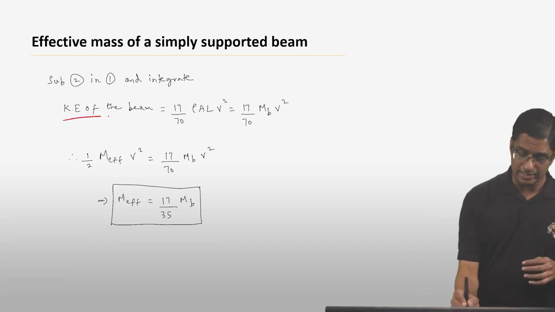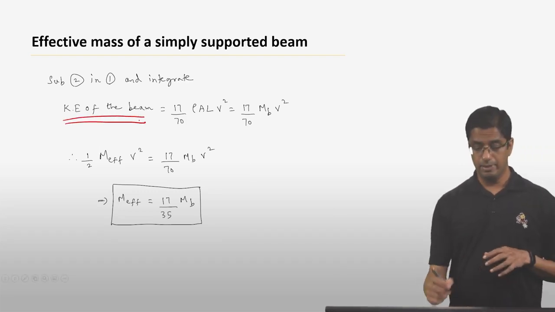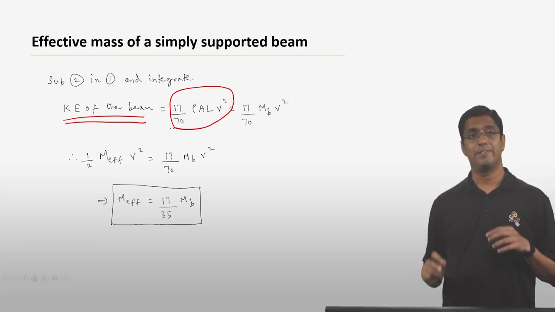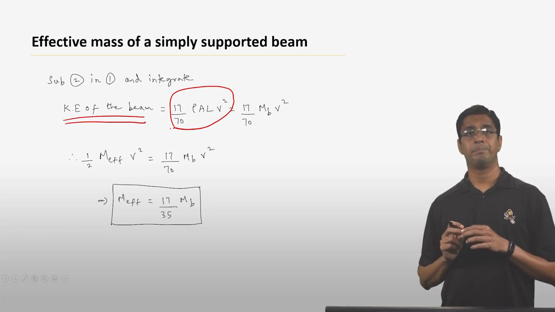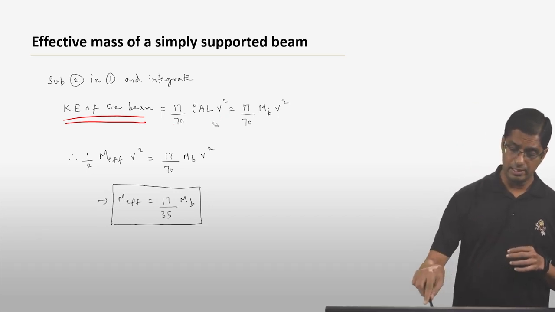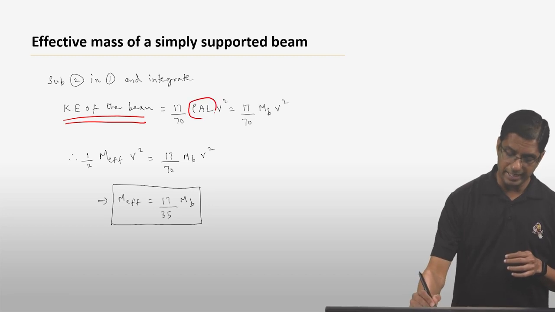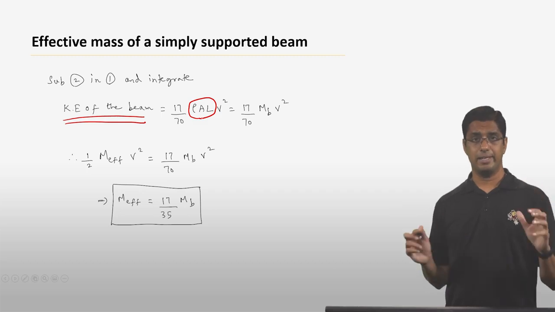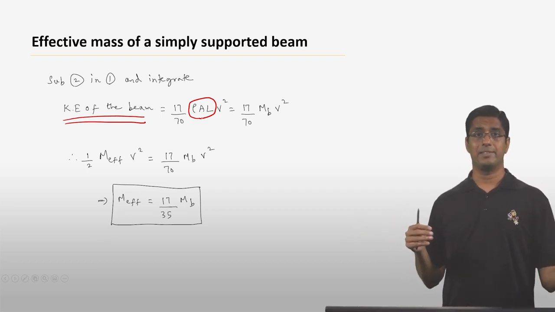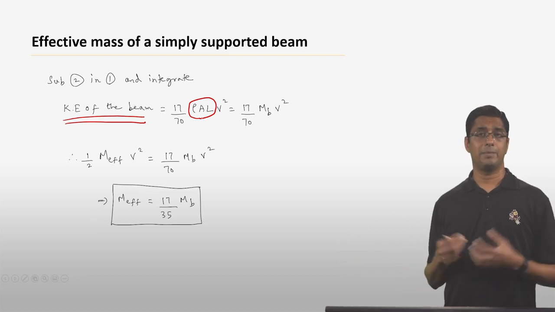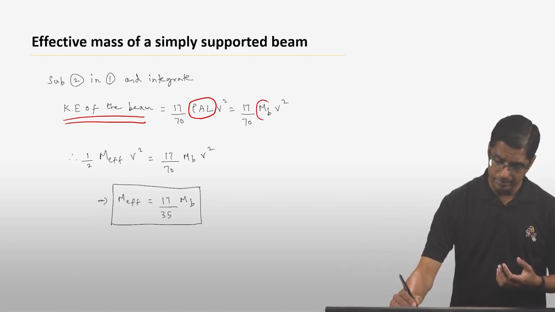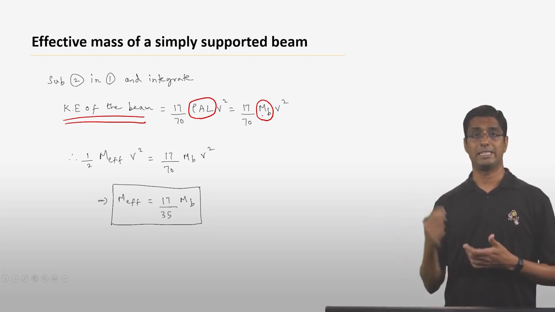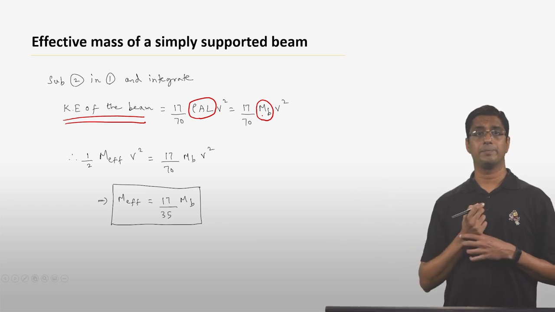if you end up doing that algebra, what you will find is that the kinetic energy of the beam will end up with an expression like this, where v is the velocity at the center of the beam. Now this term here, rho A L, is nothing but the mass of the beam, because A times L is the volume of the beam and rho is the mass density. So the mass density times the volume is nothing but the mass of the beam, which is m_b. So essentially you end up with an expression that is 17 by 70 times m_b times v squared.